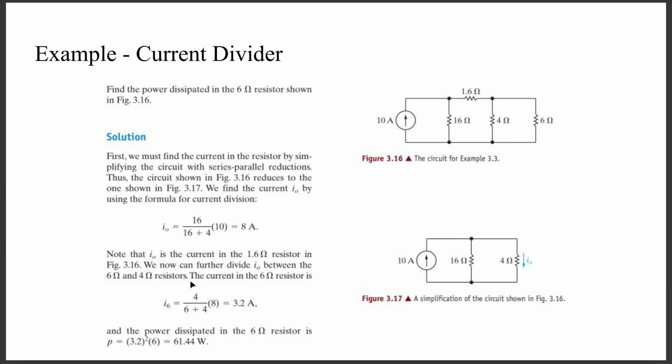We can now further divide I0 between the 6 ohm and 4 ohm resistors. The current in the 6 ohm resistor is 3.2 amps, and the power dissipated in the 6 ohm resistor is 61.44 watts.